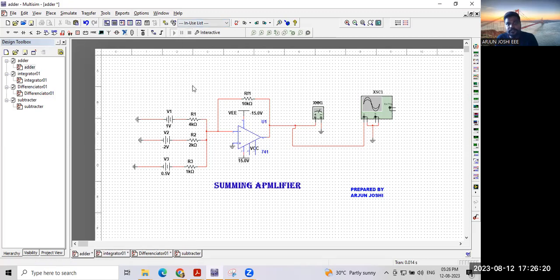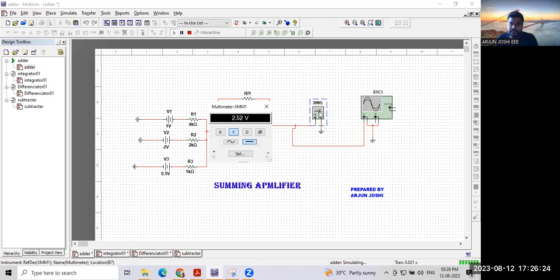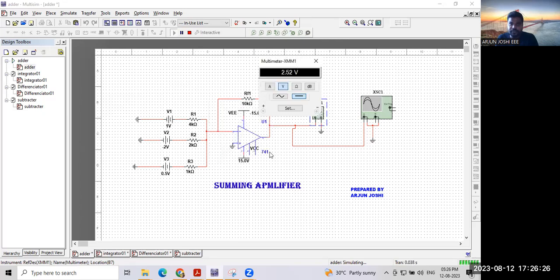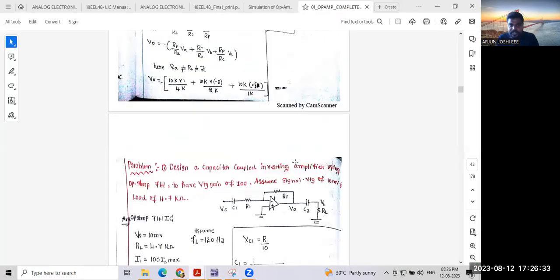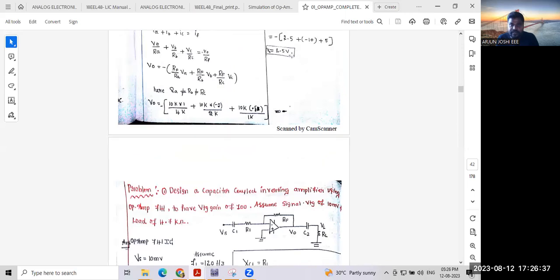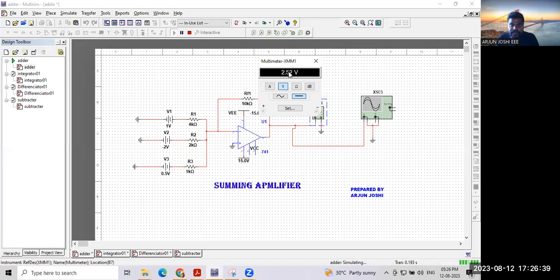Now click on the multimeter. I get the perfect answer, which is 2.5. According to the calculation, the output voltage equals 2.5. Yes.